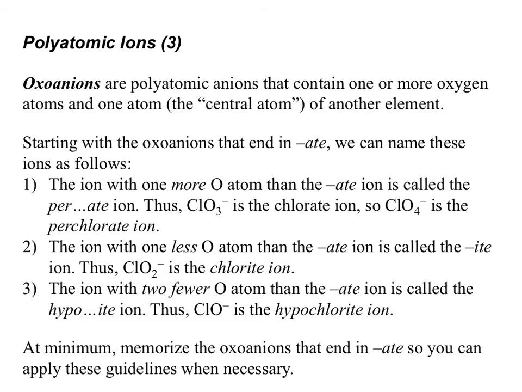The ion with one less oxygen atom than the ate ion is called the ite ion. Thus, ClO2- is the chlorite ion. The ion with two fewer oxygen atoms than the ate ion is called the hypo-ite ion. Thus, ClO- is the hypochlorite ion. At minimum, memorize the oxoanions that end in ate so you can apply these guidelines when necessary.